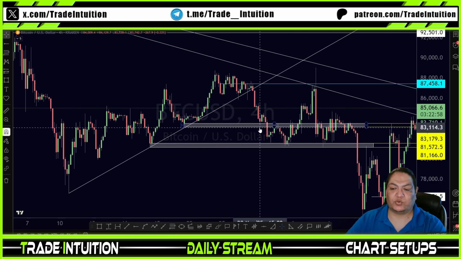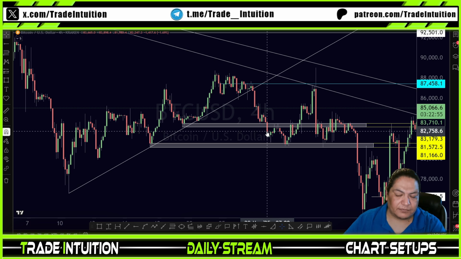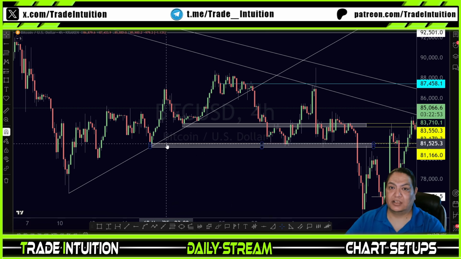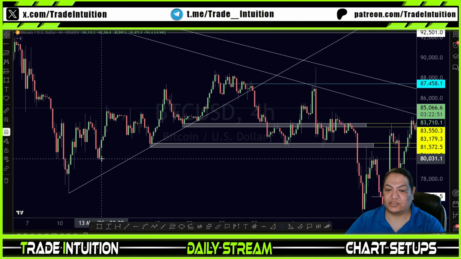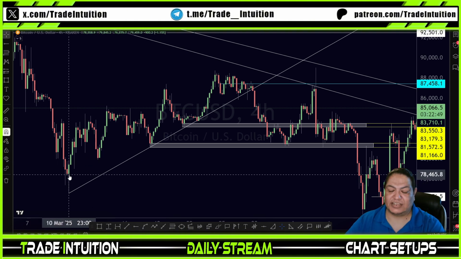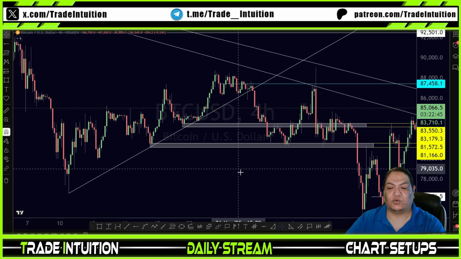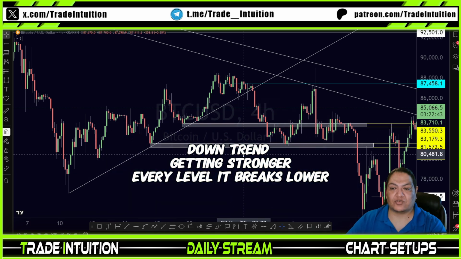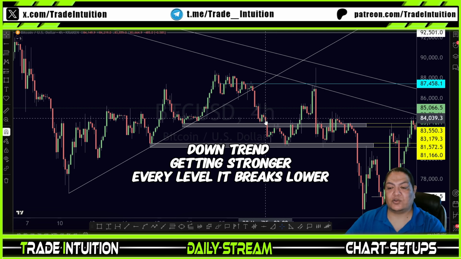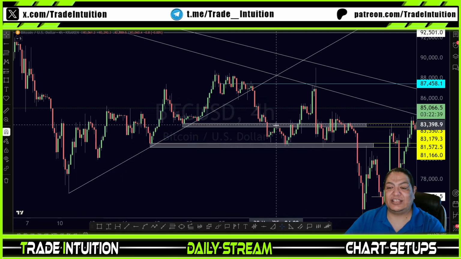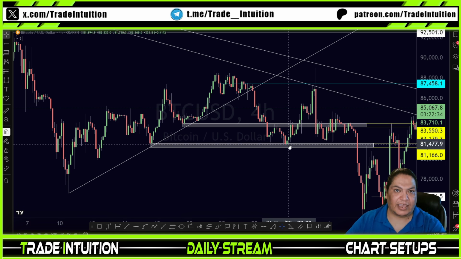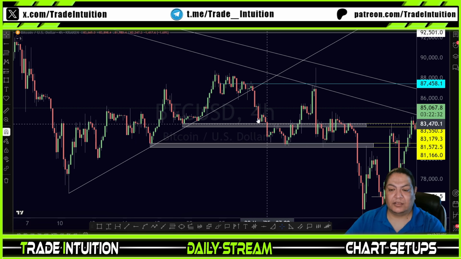Here it breaks this first one, okay, level 1. Breaks this next one, level 2. Breaks the next one, level 3. Breaks the next, level 4, DEFCON 4, whatever you want to call these levels. Just know that every level we do, it's getting stronger and stronger. Here we broke it, we retest it, bearish retest, found support. Okay, this might be a reversal.